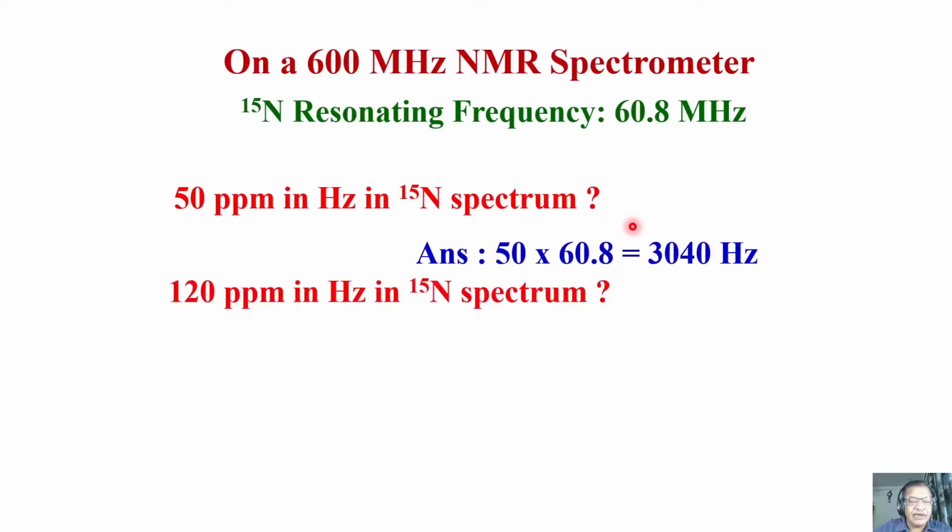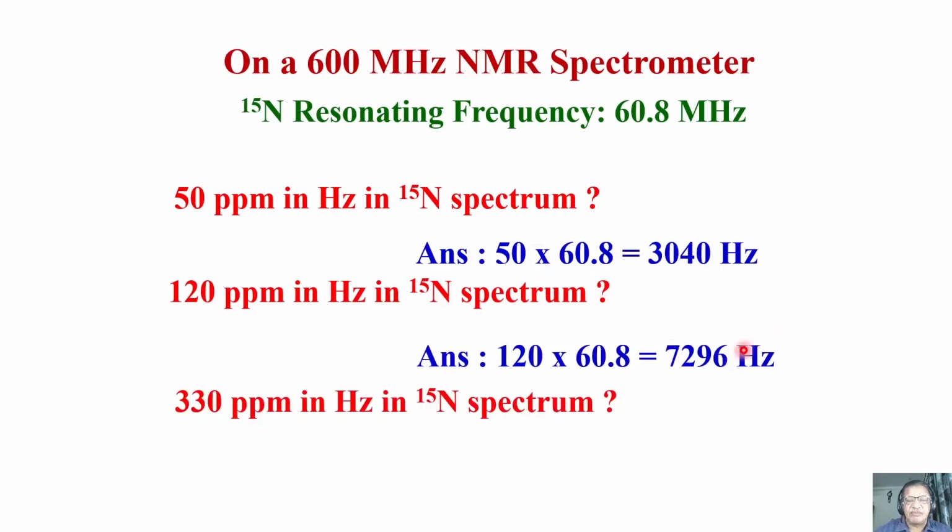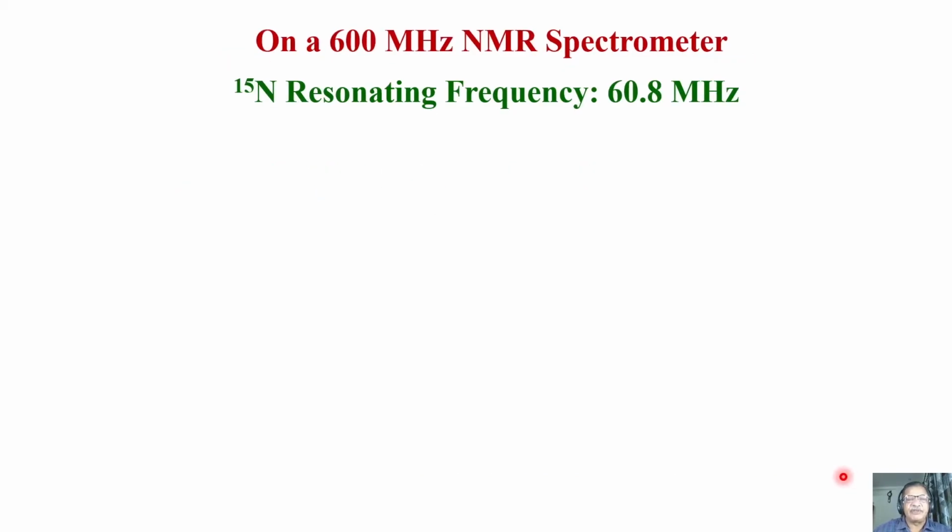What is 120 ppm? The same thing if I ask the question. Don't get confused. Now what you have to do is simply multiply 60.8 by 120. This is the frequency. So the logic is simple: for conversion from ppm to frequency, you multiply by the resonating frequency. So 330 ppm, if I just extend the logic, multiplied by 60.8, is 20,064 hertz. So this is the way we converted ppm to frequency.